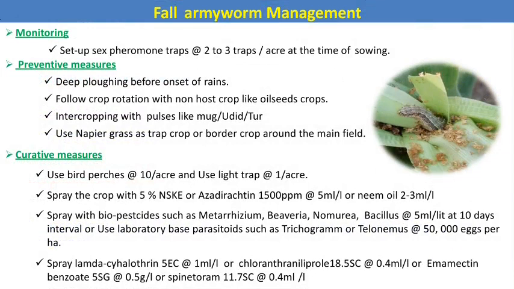Then these are some of the botanical insecticides, like 5% NSKE, azadirachtin, and neem oil, we can use against the fall armyworm. Then Metarhizium, Beauveria, Nomuraea, and Bacillus are the different recommended biopesticides against the fall armyworm in the case of maize. And Trichogramma and Telenomus are the two important egg parasitoids we can use against the fall armyworm. Then lambda-cyhalothrin, chlorantraniliprole, emamectin benzoate, and spinetoram are the different recommended insecticides against fall armyworm in the case of maize.